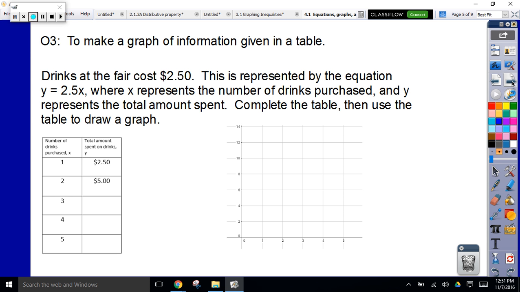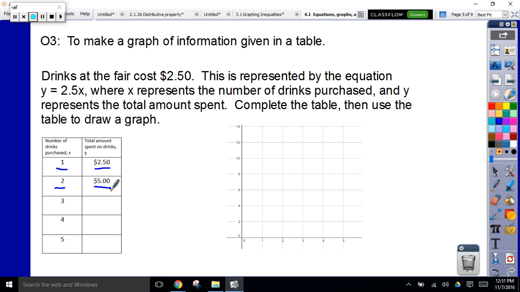So it should say 2.5x, where x represents the number of drinks purchased, so that's defining our variable for us, and y represents the total amount spent. Complete the table, then use the table to draw a graph. So if we buy one drink, that's going to cost $2.50. If we buy 2 drinks, it's going to cost $5.